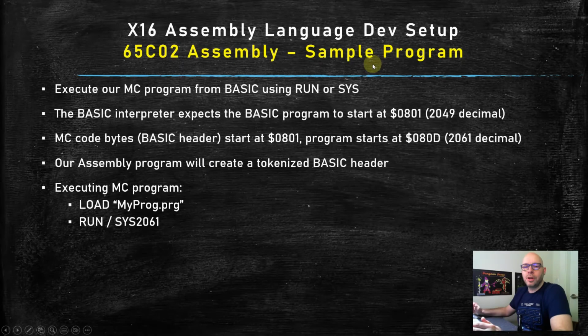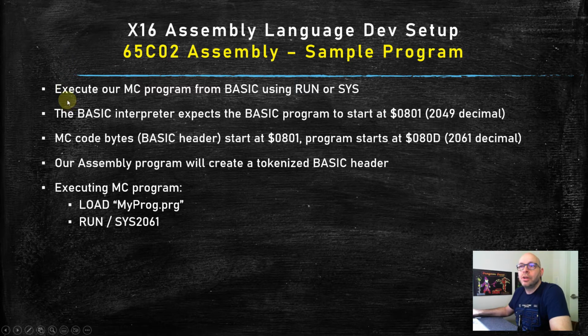So there are some points that we need to be aware of when we're going to create an assembly language program for the Commander X16. And some of these are probably similar to creating a program for the Commodore 64. I'm not sure, but these are points we will need to be aware of when creating an assembly language program and a machine code program for running on the Commander X16 or the Commander X16 Emulator. And let's just go through them one by one.